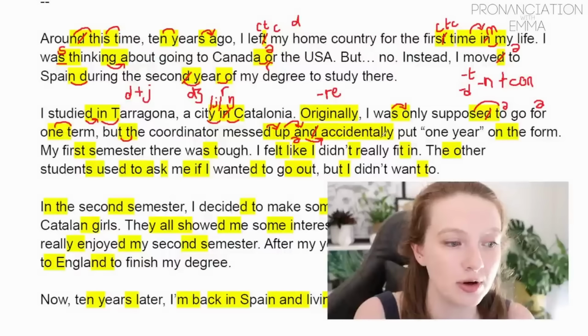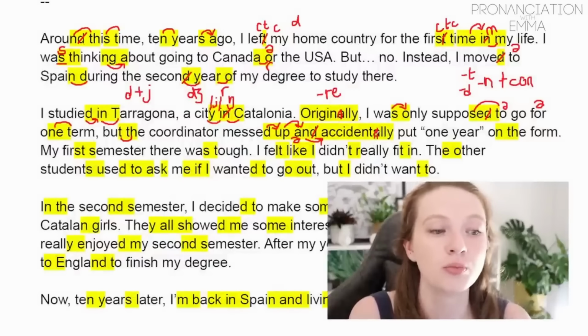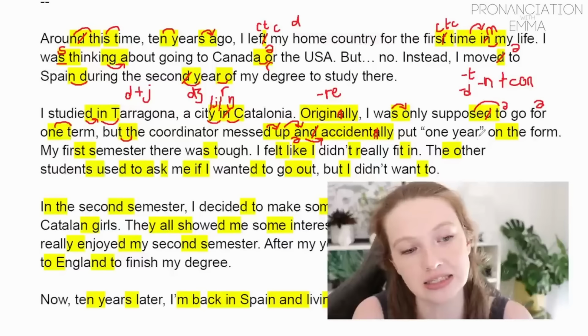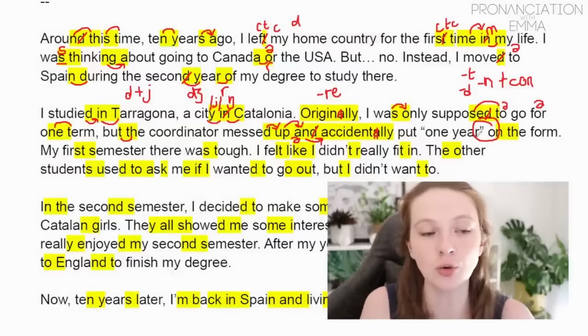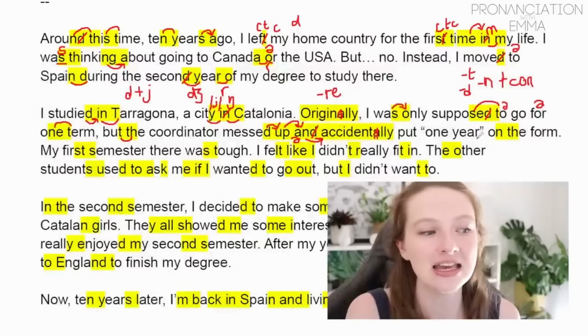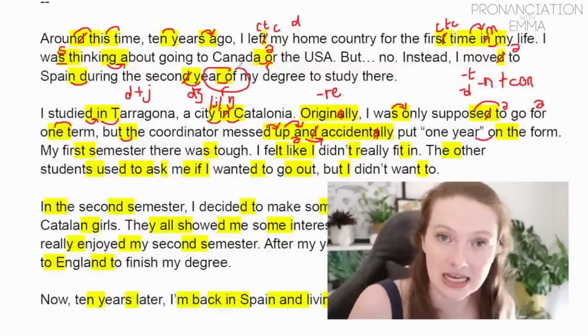Or I can cut a syllable. Accidentally. So I'm cutting this one here. It's like we're cutting these syllables just to make life easier, okay? Originally, accidentally. I can cut these syllables. And accidentally, put one year on the form. So here I've not highlighted it, but you might have noticed that when I read it slowly, I probably connected it. I probably did. So I can connect these. Again, we're just going up here back to that linking r. So naturally, I want to link it together.